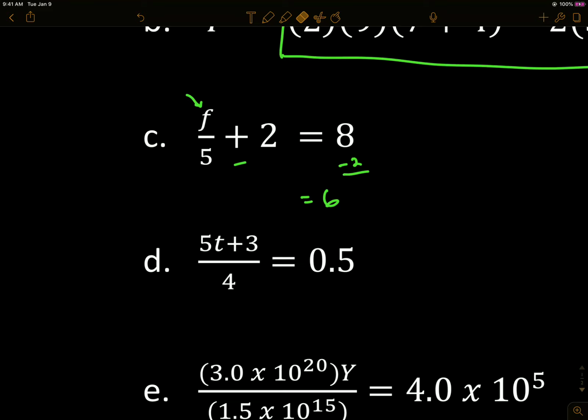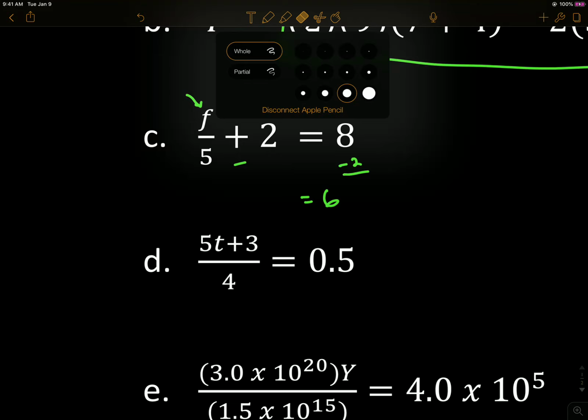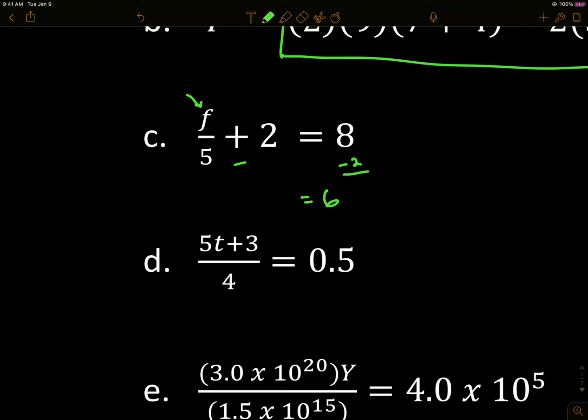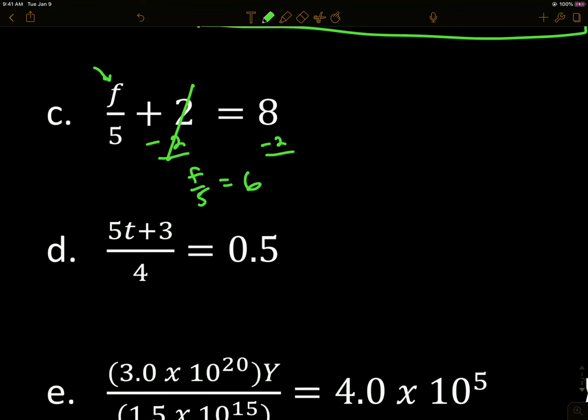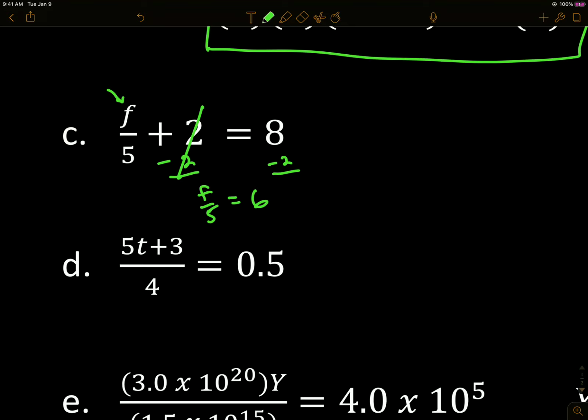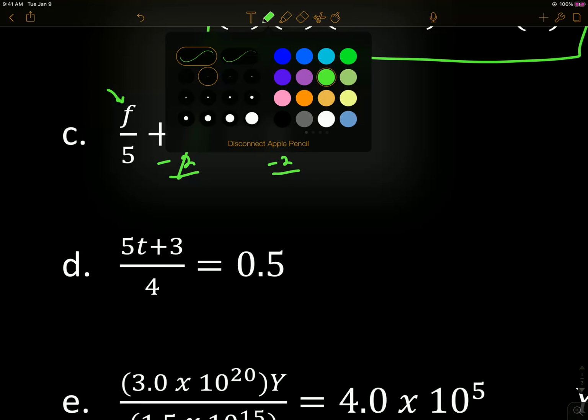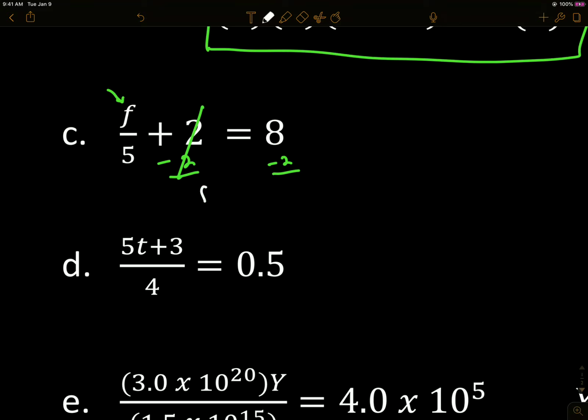The plus 0, we don't need to show. I was just showing you to see what happens. So it's really f over 5. We say that those cancel. Well, I don't love that language. Anyway, I should write my new equation in white to stay with the theme. So it's going to be f over 5 equals 6.